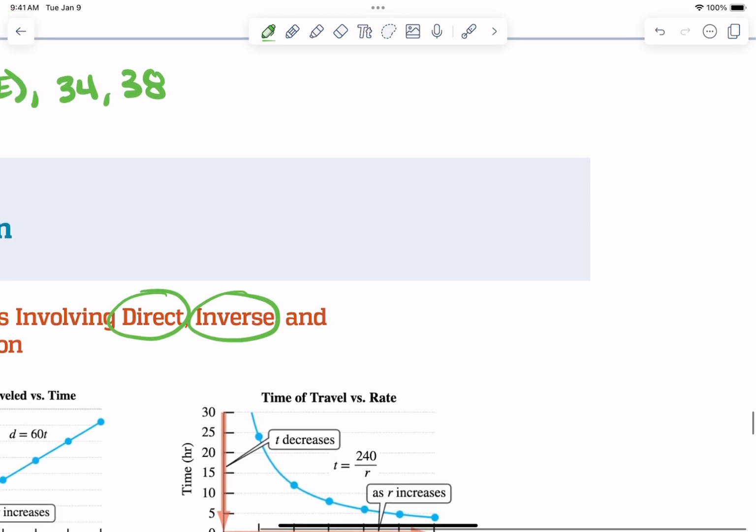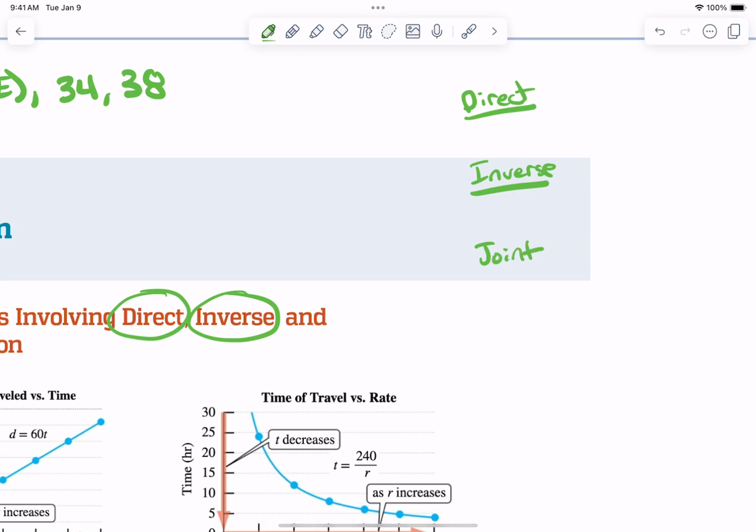So here is how this works. Okay, put this up at the top. This is going to be your cheat sheet. Direct variation, inverse variation, joint variation, and I'm going to say combined variation. I don't know if they will use combined, but I'm going to put it on here just in case. Okay, so there's 4 of them.